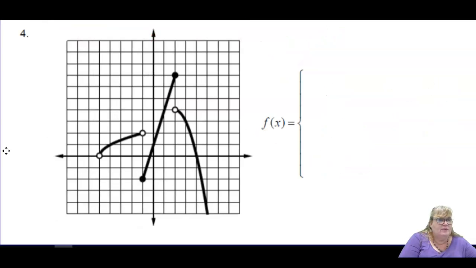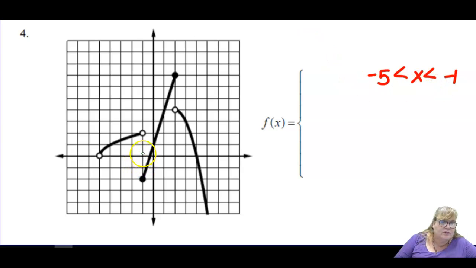This one has 3 pieces. Again, I'm going to do the easy part first, to me anyway. 1, 2, 3, 4, 5, -5. And that rule goes until x is -1. x is sandwiched in the middle. And both are open circles, so I don't need any or equal to.